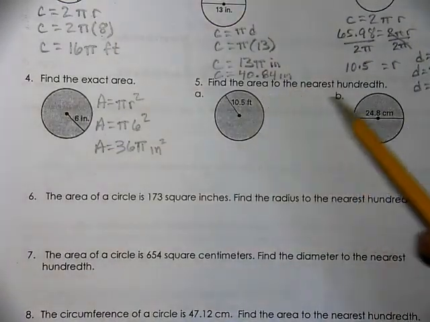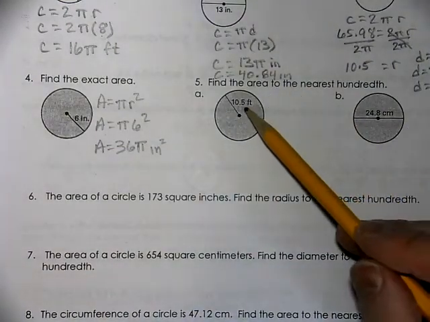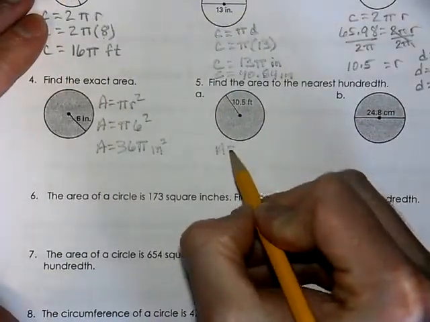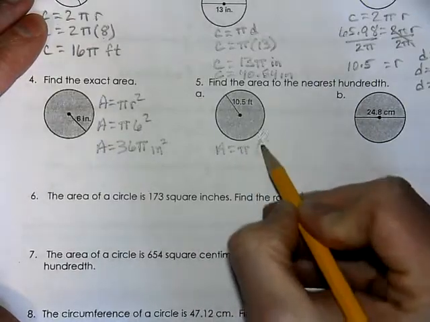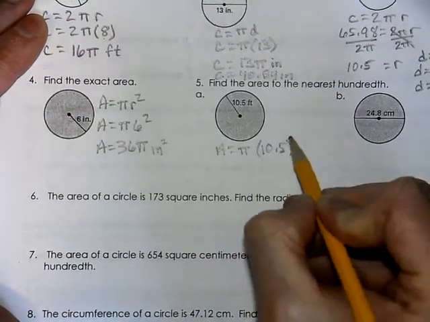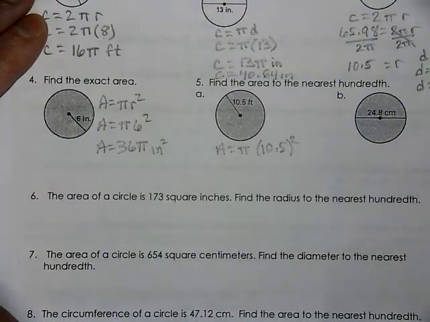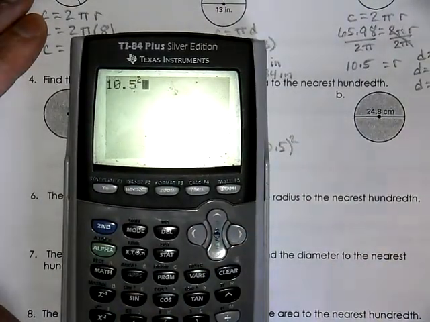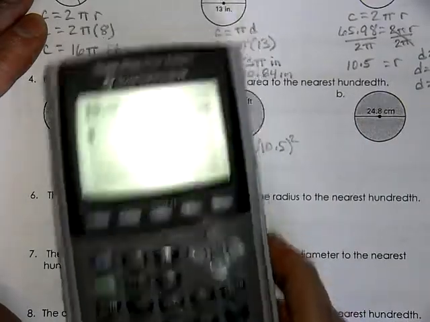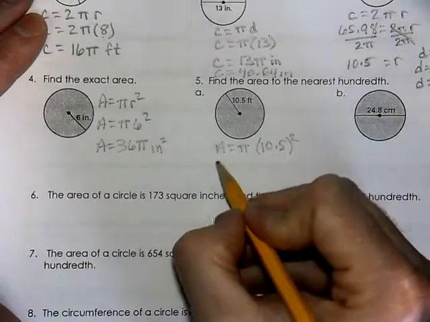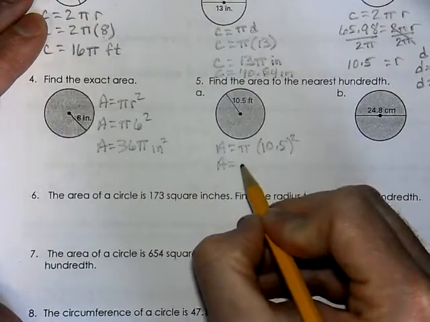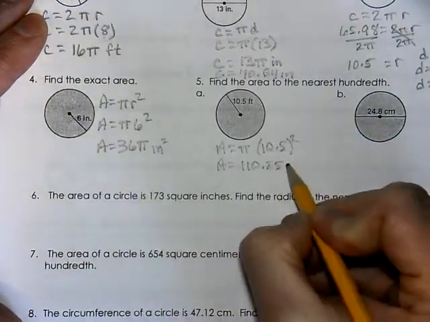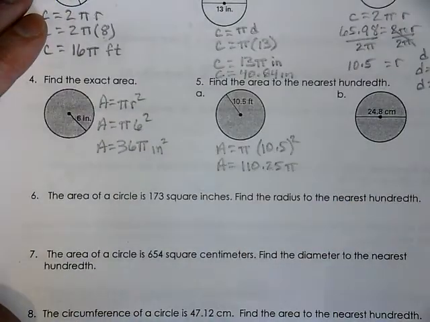Round our area to the nearest hundredth. So again, we have a radius of 10.5, and we're going to square that. So 10.5 squared is going to give us 110.25. That would be considered your exact answer.